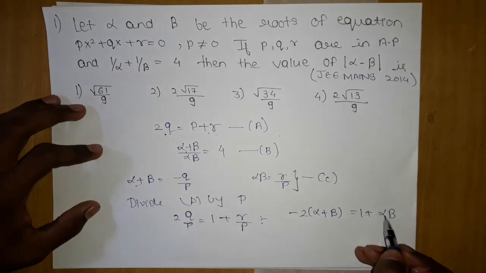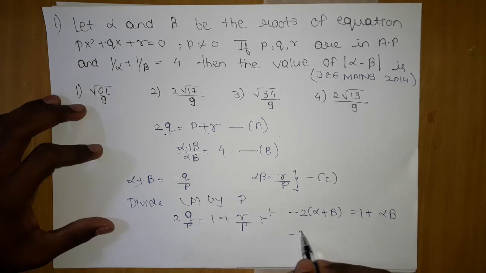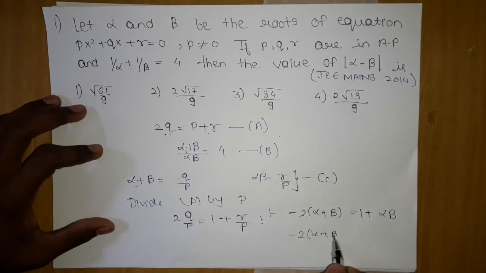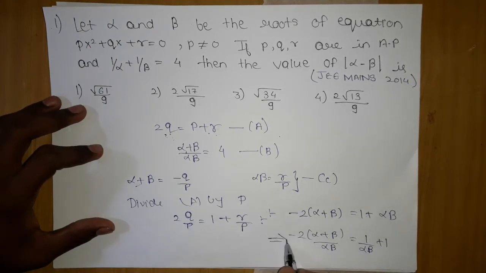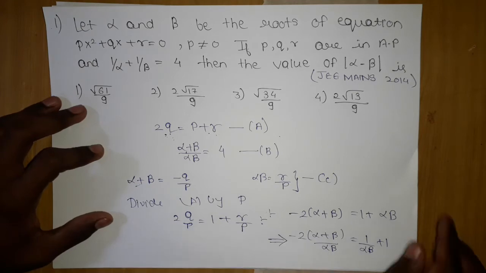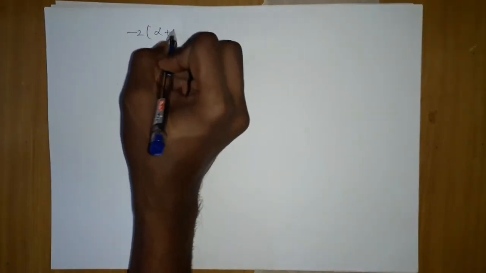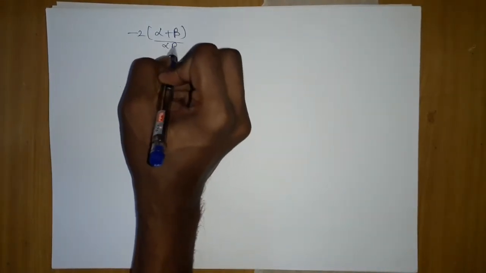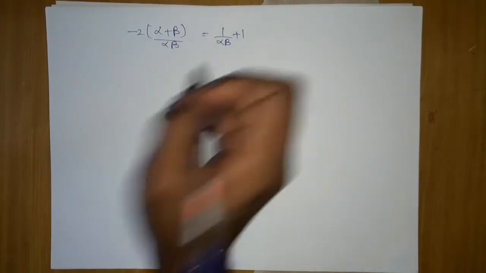Now if I divide by alpha beta, what I get is alpha plus beta upon alpha beta equals 1 upon alpha beta plus 1. This is the thing which we got. Now let's continue on the next page. What we had was minus 2 times alpha plus beta upon alpha into beta equals 1 upon alpha beta plus 1.